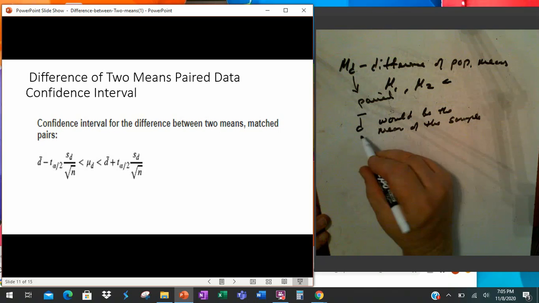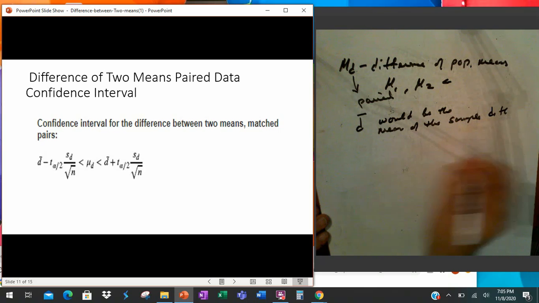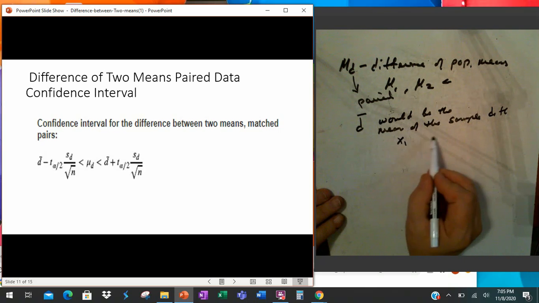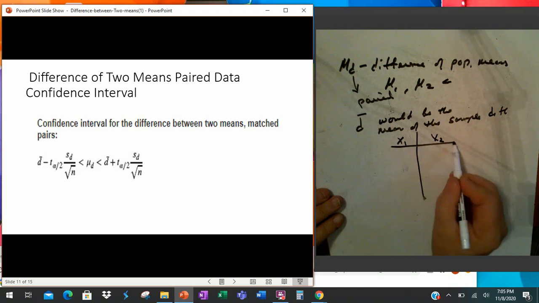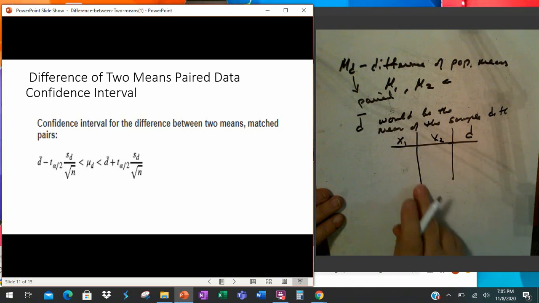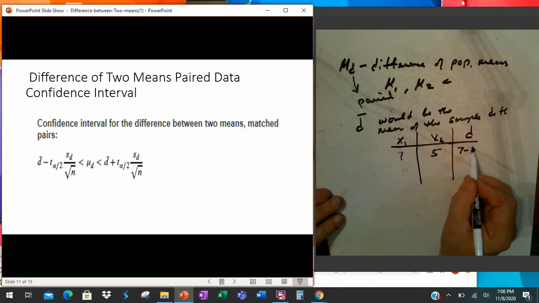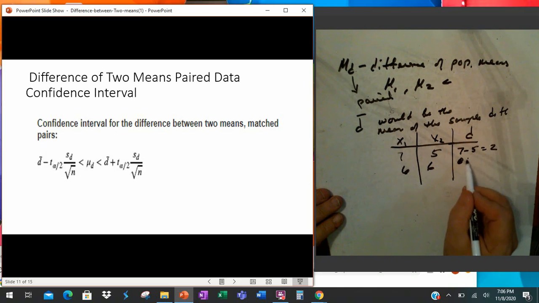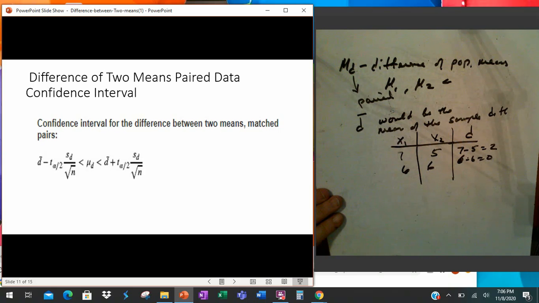So we're not going to use x1 bar, x2 bar. Basically I've got a data set x1, x2, and then I'm going to have the differences. I'm going to label this the difference here. So let's say this was 7, 5. The difference would be 7 minus 5, which is 2. And let's say 6, 6. The difference would be 6 minus 6, which is 0. And then let's say 5 for this third set, and I would do 5 minus 4, which is 1.